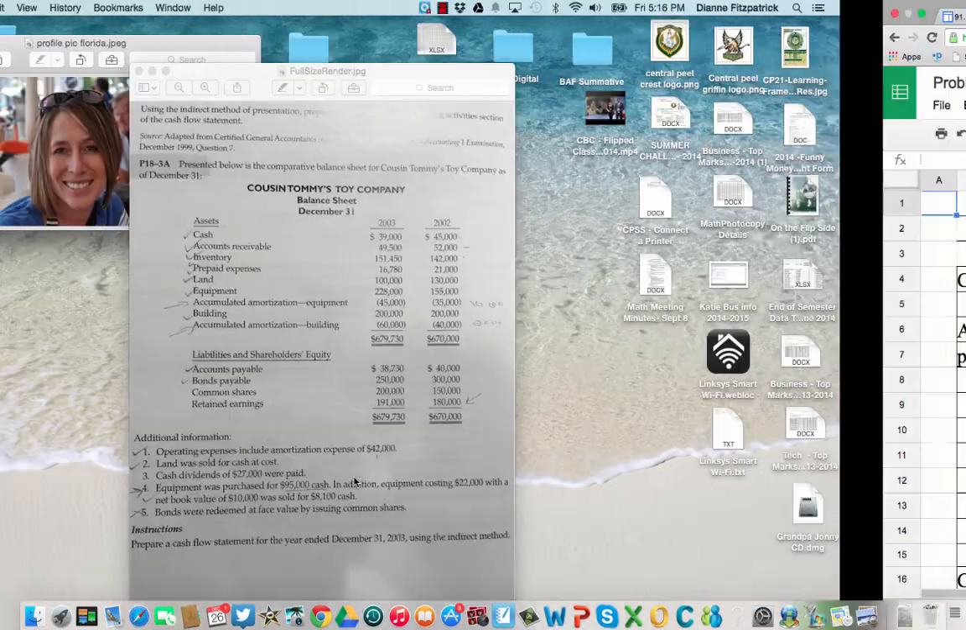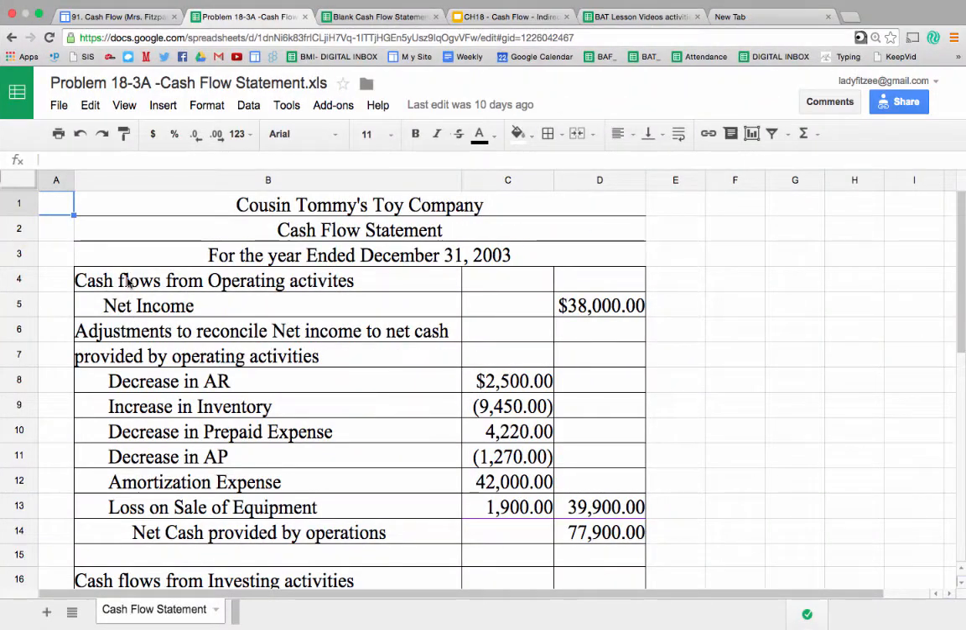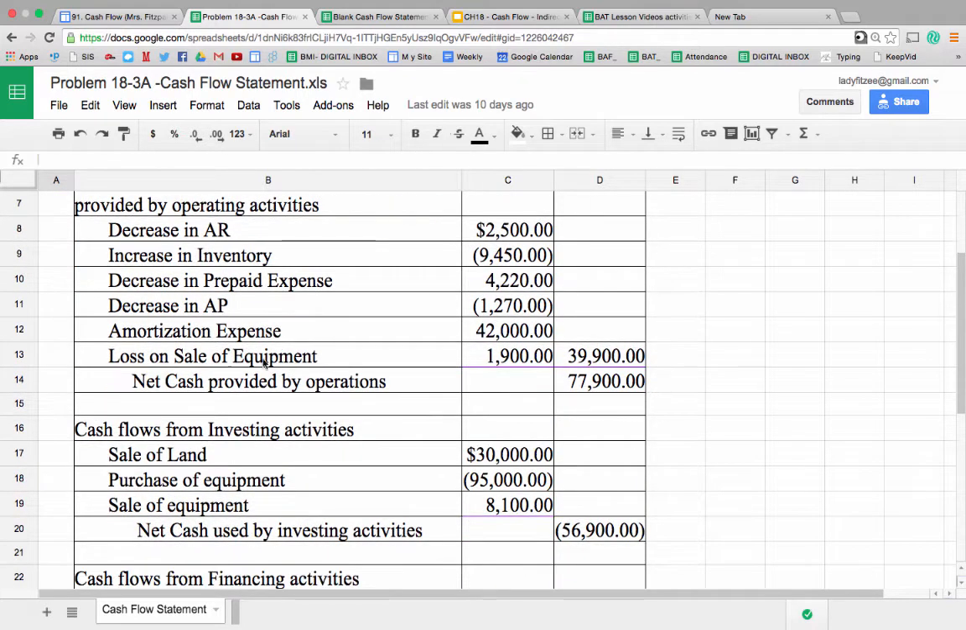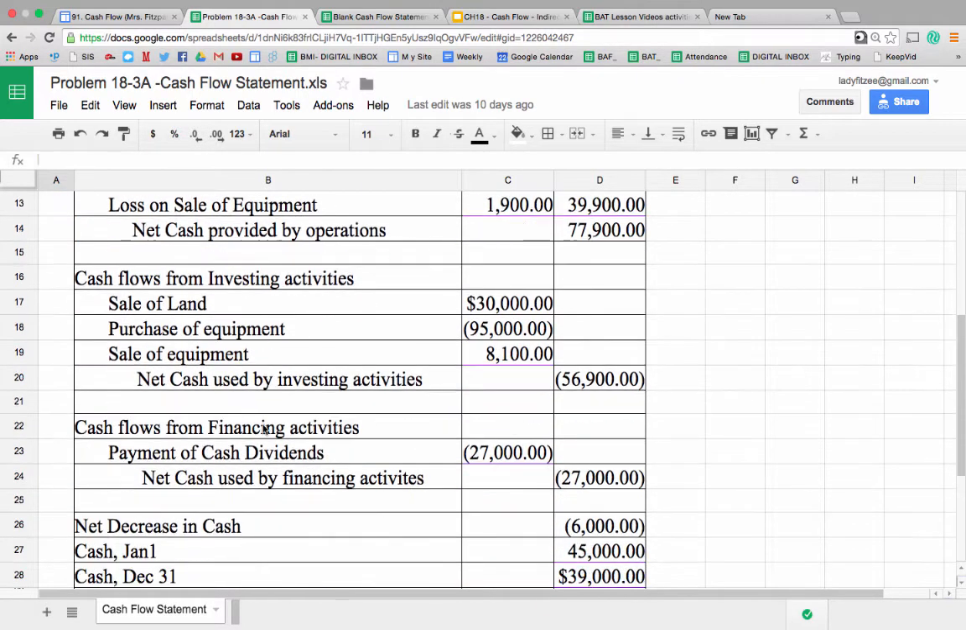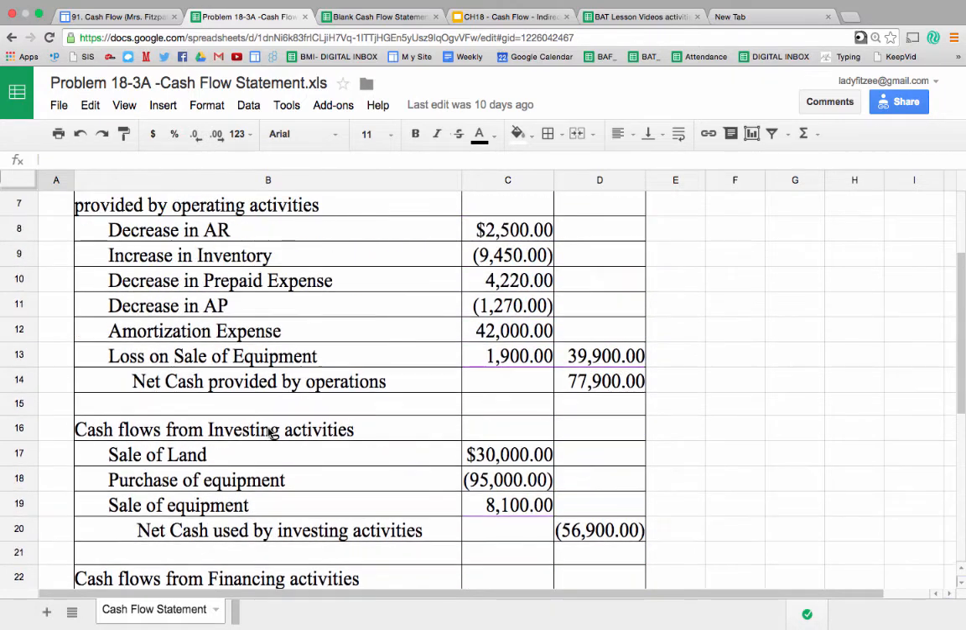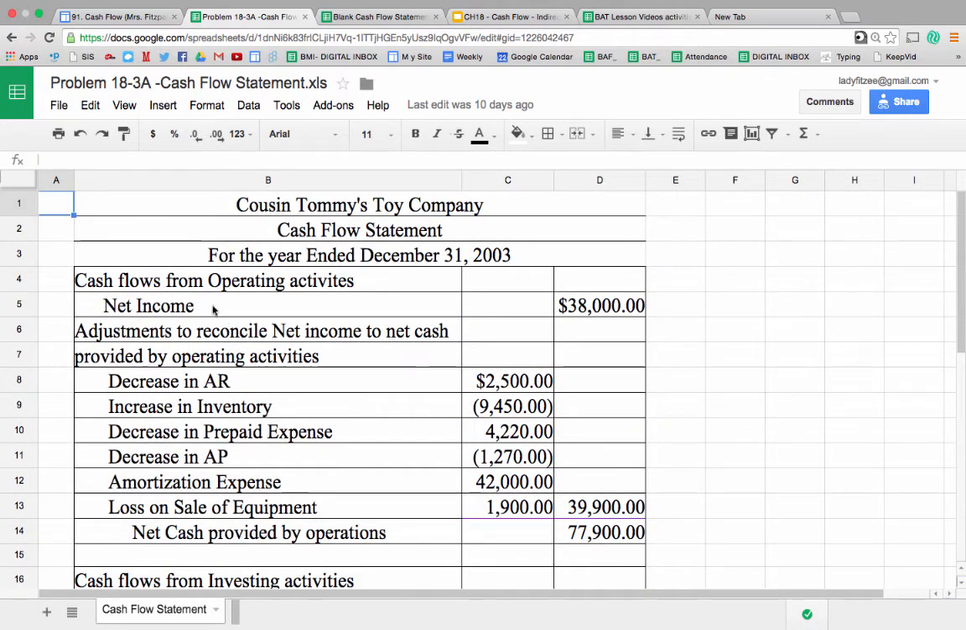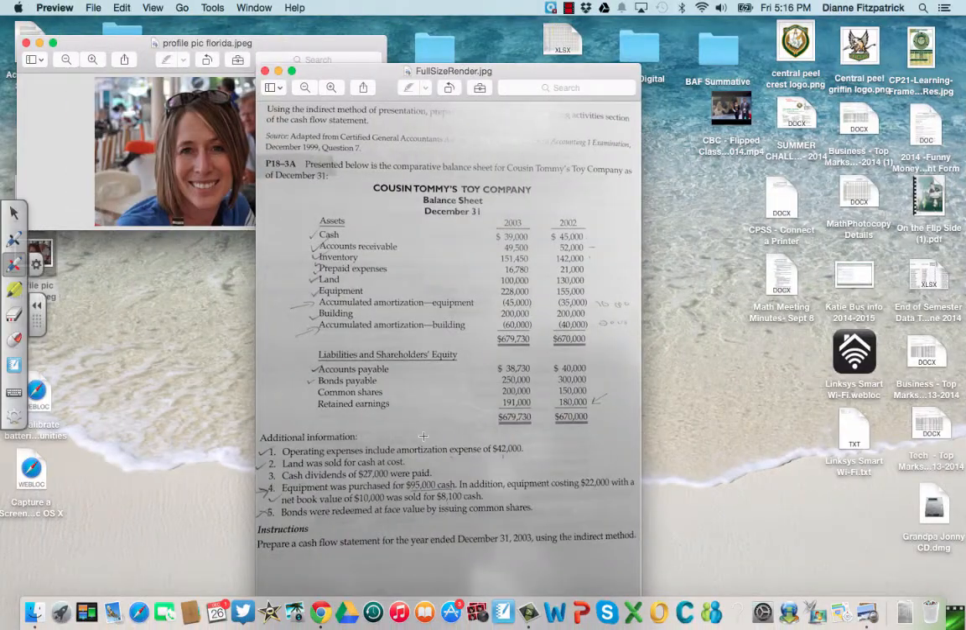As you recall, a cash flow statement has three sections. We have our cash flows from operating, our cash flows from investing, and our cash flows from financing. I'm going to walk you through how I did all three of these. The first thing we're going to do is type cash flows from operating activities here. Then we're going to put our heading, net income. Let's go see what our net income is here.